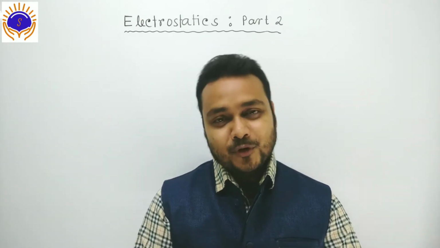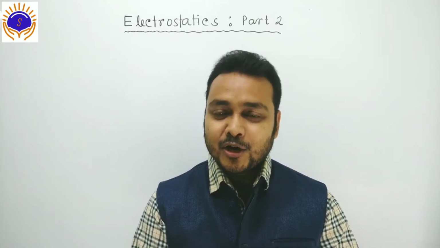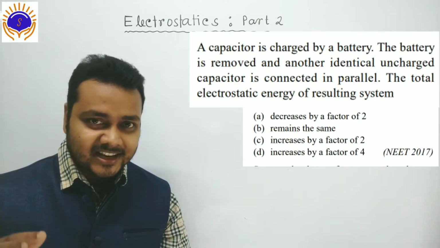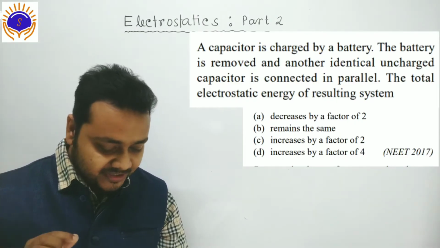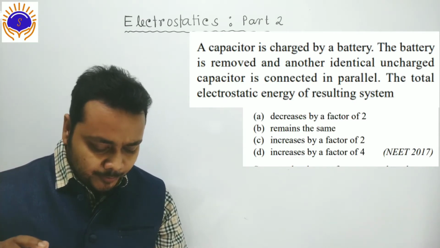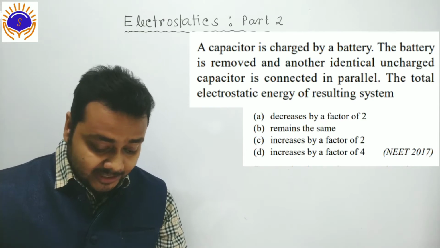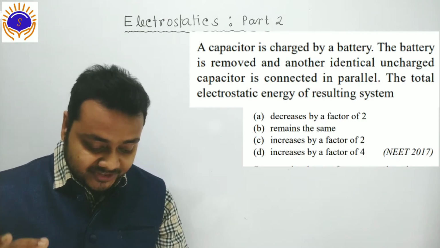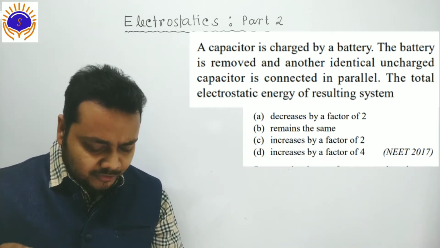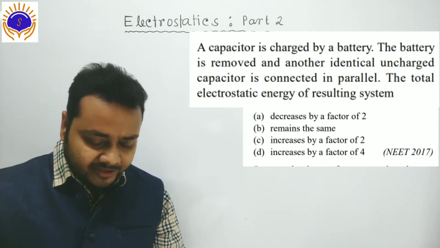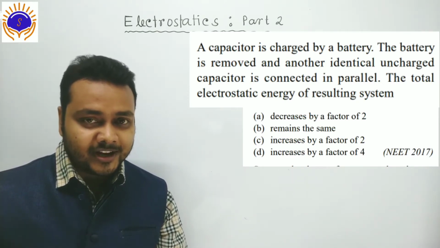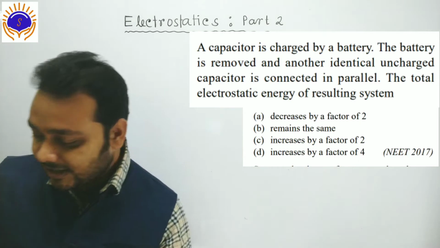Today we'll solve some questions of NEET of the year 2017. Let's see what has been said in this problem. A capacitor is charged by a battery. The battery is removed and another identical uncharged capacitor is connected in parallel. The total electrostatic energy of the resulting system, there are four options. Which will be correct? You have to find out. Let's see.